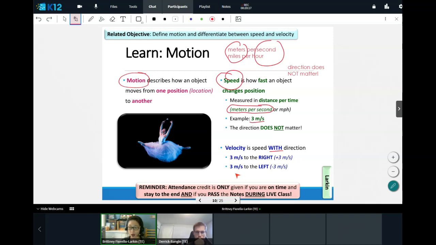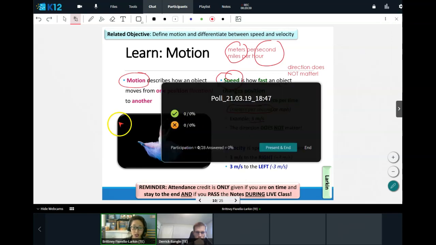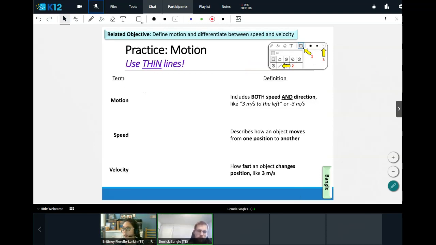That's why I started you off with your brain stretch, making sure that you were familiar with how to use negatives in your calculator or how to add negatives to your answers, right? So going to the left is actually negative 3 meters per second. Go ahead, give me a green check or an orange X if that's beginning to make sense. Speed, direction does not matter. It's always a positive. Velocity, you can have negatives because with velocity, direction does matter. Green check.